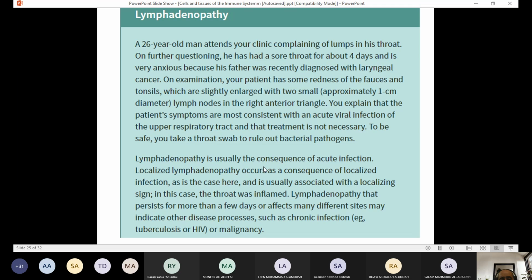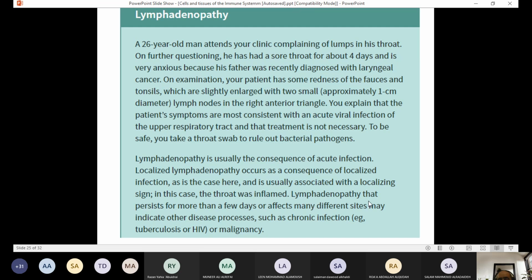Lymphadenopathy is usually the consequence of acute infection. Localized lymphadenopathy occurs as a consequence of localized infection, as is the case here, and is usually associated with localizing signs. In this case the throat was inflamed.